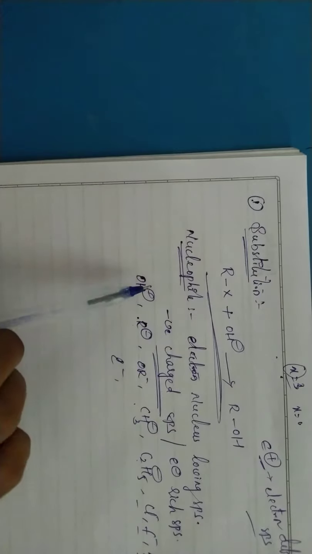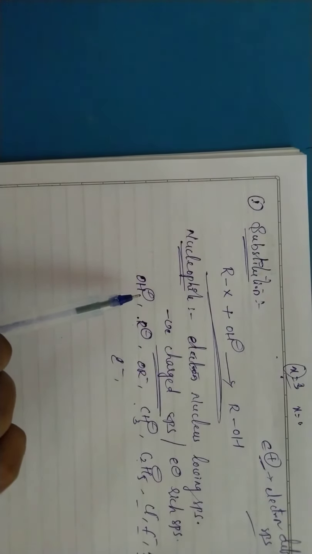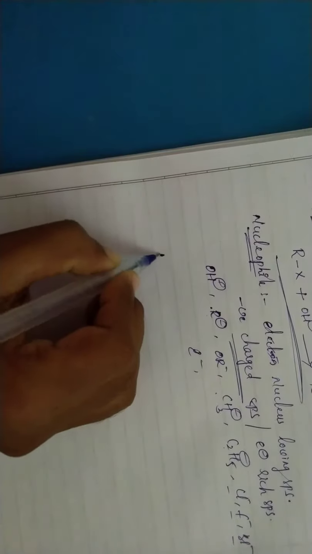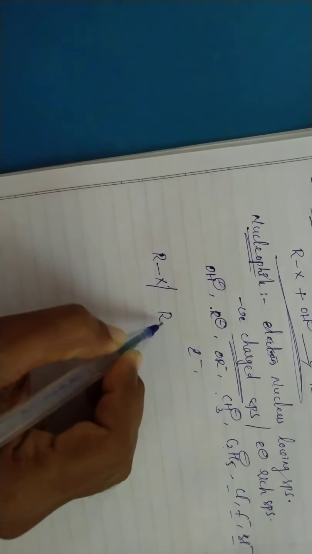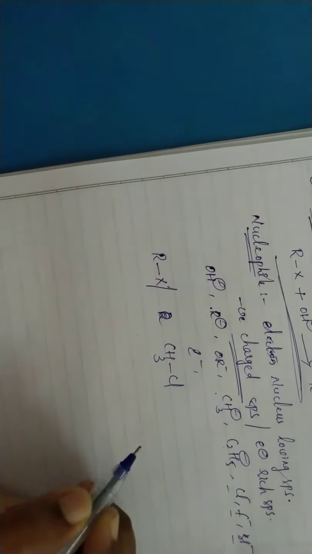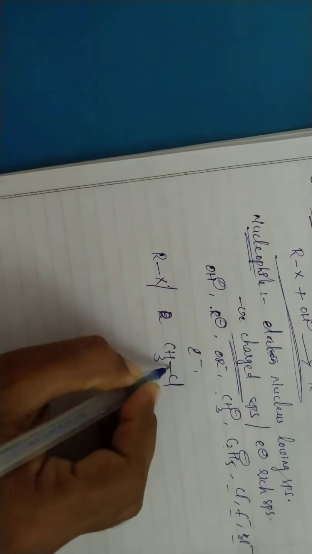So in this particular topic we are going to discuss the nucleophile. Why? Because here, if I take the example RX, CH3Cl, we have a bond between the carbon and chlorine. We know that chlorine has more electronegativity than carbon. What is meant by electronegativity? Electronegativity means the capacity of attracting electrons towards itself.